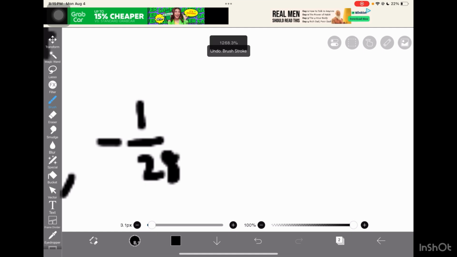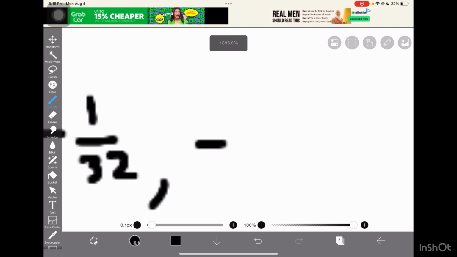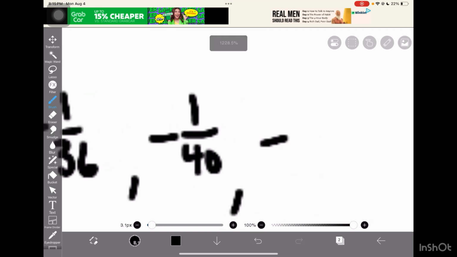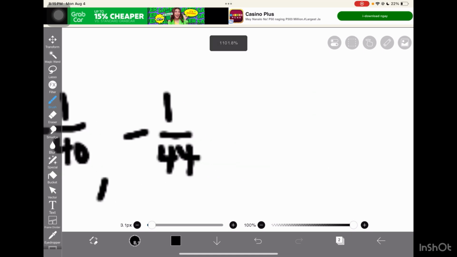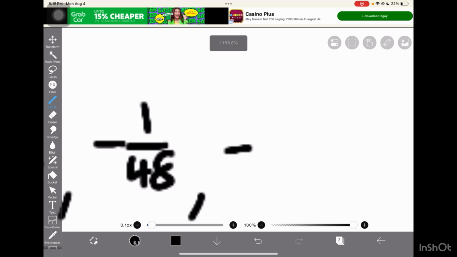Negative 1 over 28, negative 1 over 32, negative 1 over 36, negative 1 over 40, negative 1 over 44, negative 1 over 48, negative 1 over 52.